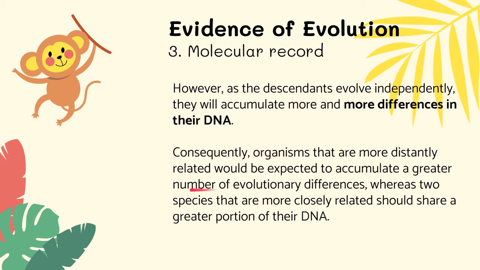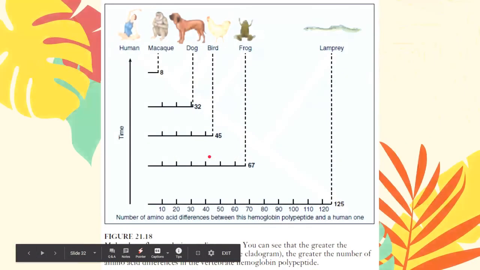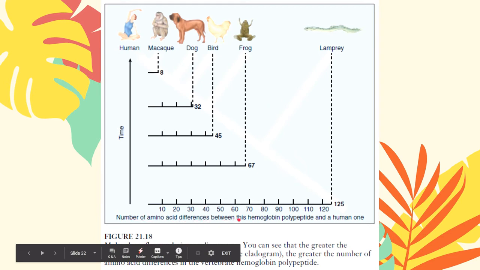So organisms that are mostly distantly related will be expected to accumulate a greater number of differences, whereas those that are closely related could share a greater portion of their DNA. So let's consider this diagram that shows us the differences in amino acids between two species. According to molecular record as an evidence of evolution, the closer two species are, the greater their similarities, and the farther they are, the greater their difference when it comes to DNA. And here it shows us the number of amino acid differences between hemoglobin polypeptide and the human one.